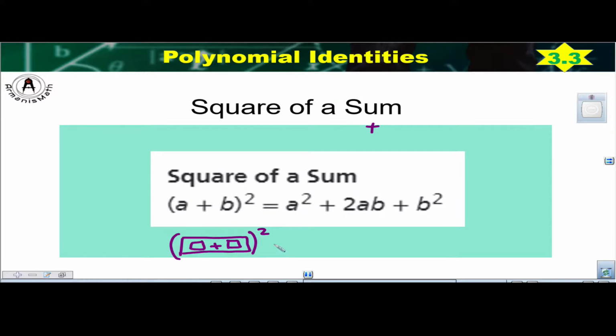And if that's what you get, you're going to end up with this. So do pay attention as I talk here. You're going to take the first item and square it. Whatever the first term is, that's the one you're going to square. And then you're going to say 2 times the first term times the second term, 2ab. And then finally, you're going to end up with plus the second term being squared.